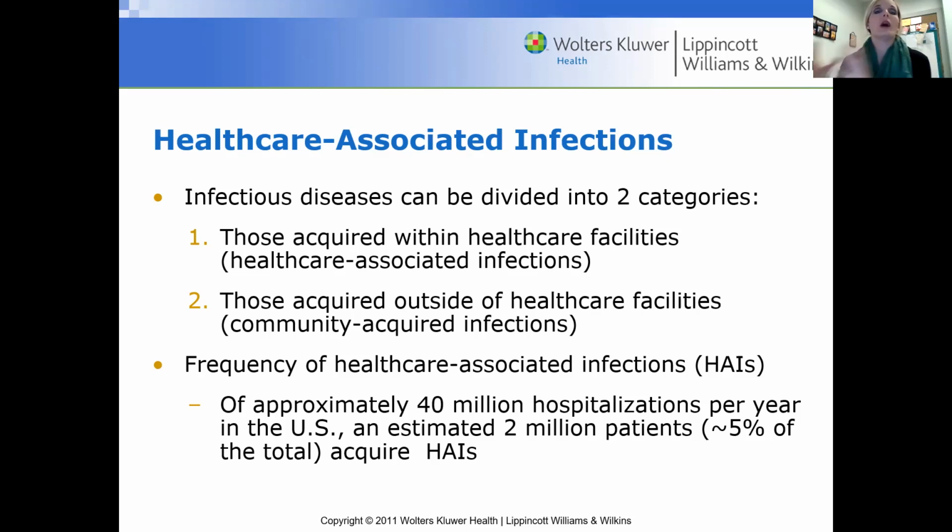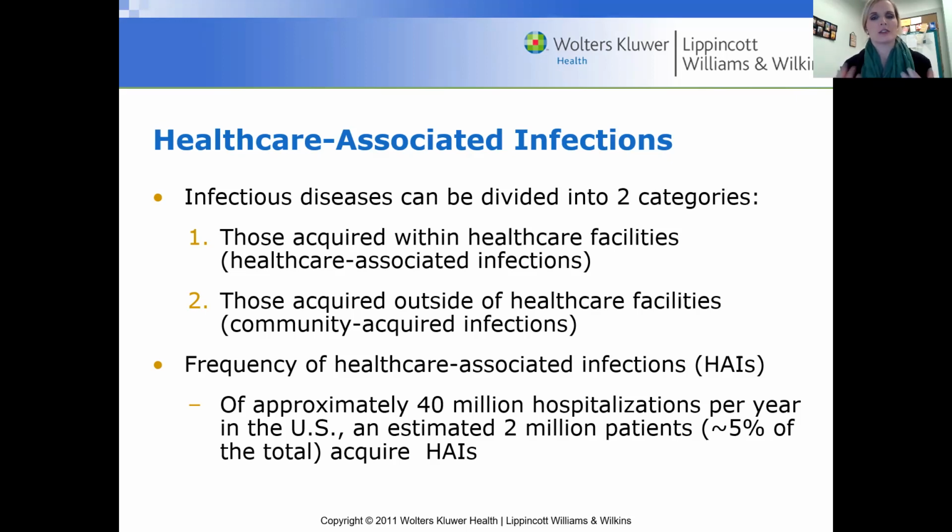Those that are acquired outside of these healthcare facilities are called community acquired infections, meaning that you have already picked up the pathogen, maybe from somebody at school or a coworker, and then you go to the hospital because you're sick. So you have picked up a community acquired infection. You didn't get it while you were at the hospital. So what we're looking at here is when patients come in for one thing and they pick up a pathogen while we're there. That's what I mean by a healthcare associated infection.